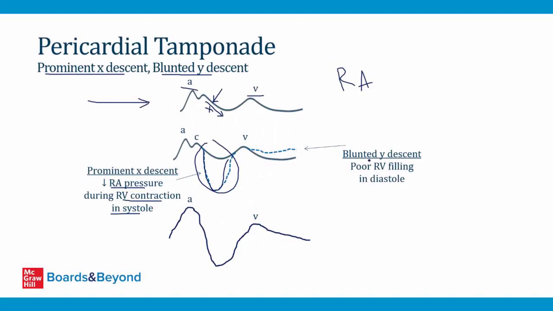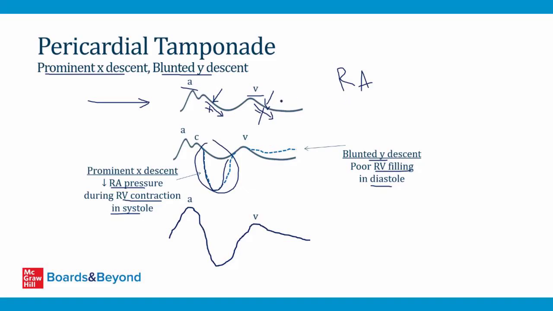The other finding is called a blunted Y descent. This happens because it's hard for the right ventricle to fill in diastole. So this Y descent, which is this part right here in the venous pressure tracing, this fall in pressure right here, is caused because the right ventricle is filling with blood.